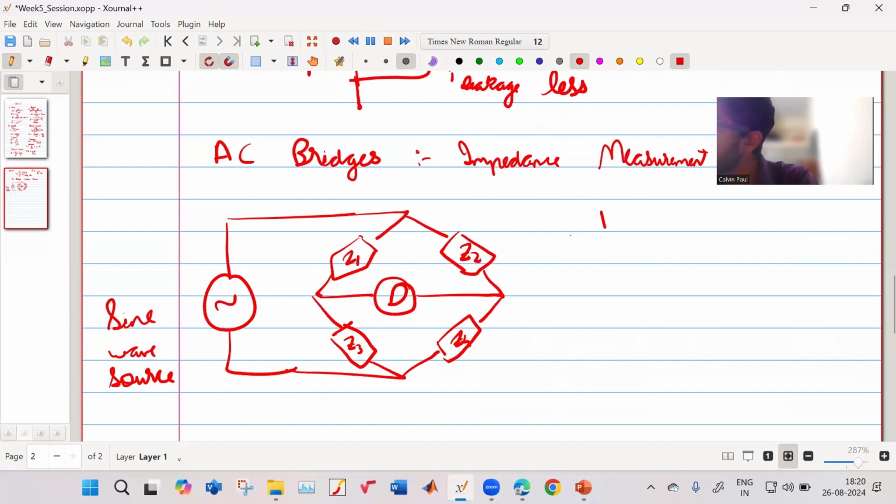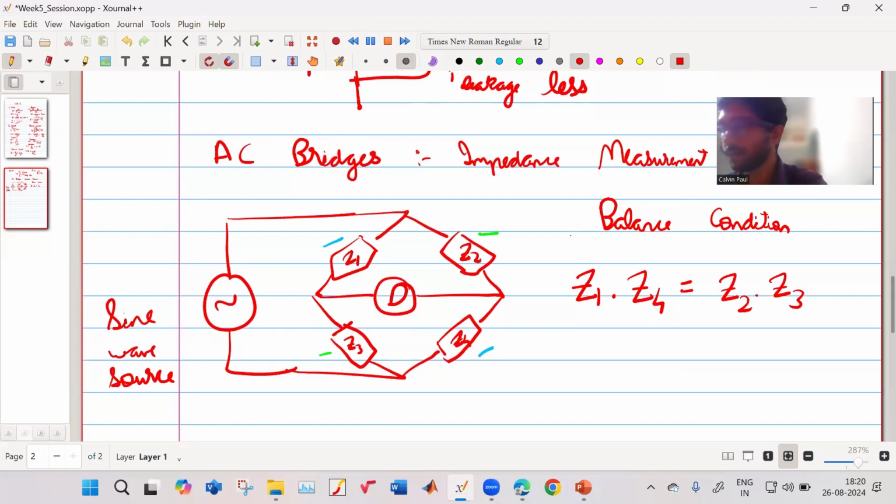So we want to find what the balance condition is. At the balance condition, what you must remember is you must multiply the opposite ends. So you must multiply this and this, and this and this, and they must be equal. So you want Z1 into Z4 to be equal to Z2 into Z3. Earlier you were studying how to measure resistance using bridges, even Kelvin's double bridge. For resistance, it is simpler because it is only magnitude.